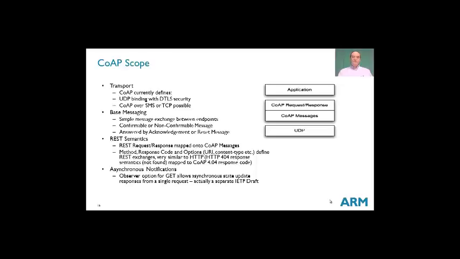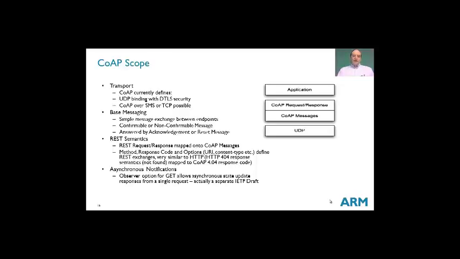Then the base messaging layer provides for reliable message exchange between endpoints. And there are confirmable and non-confirmable messages. Confirmable messages provide acknowledgments for reliable transport, and non-confirmable messages provide a fire and forget sort of functionality for high bandwidth data communications.